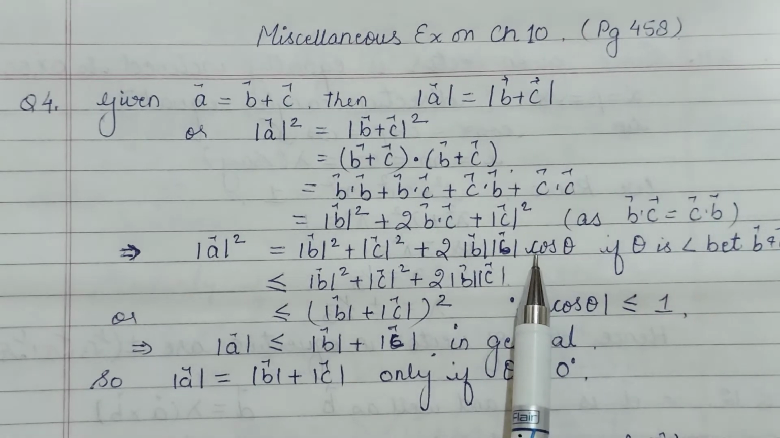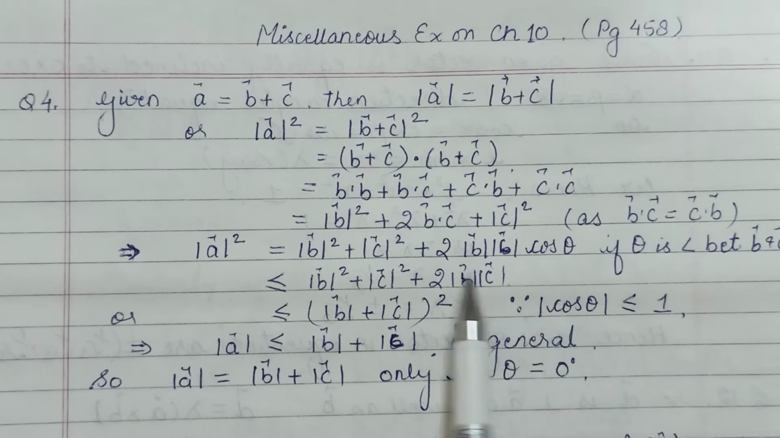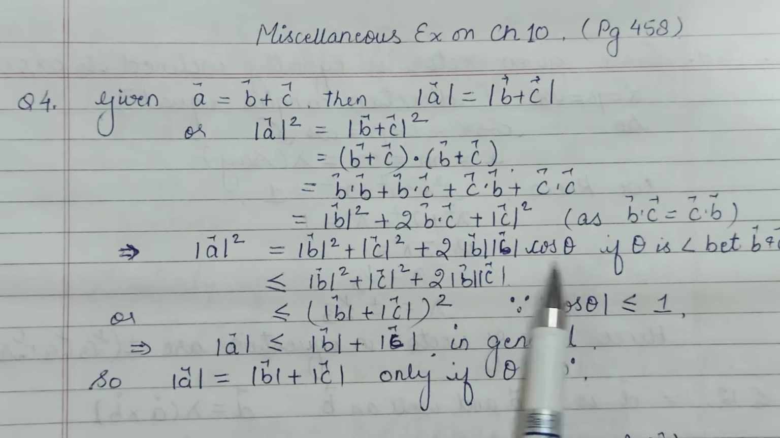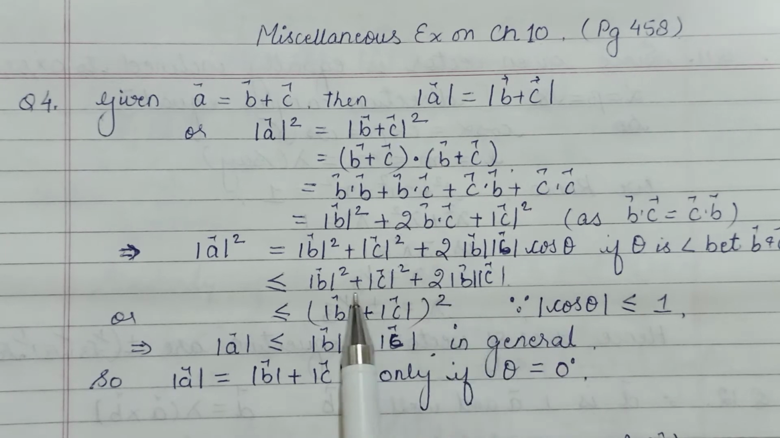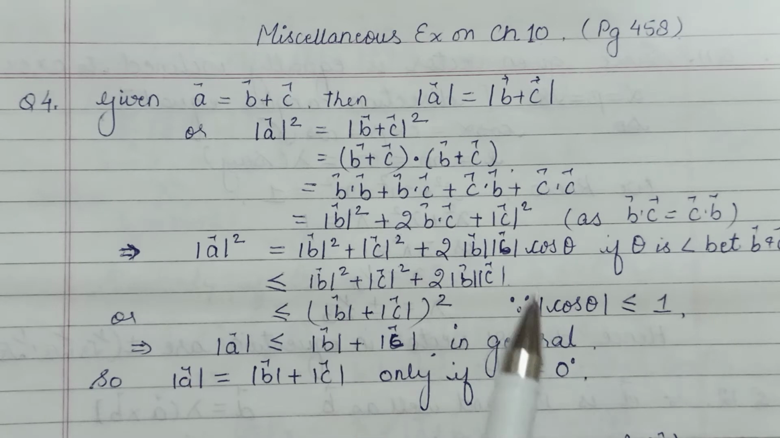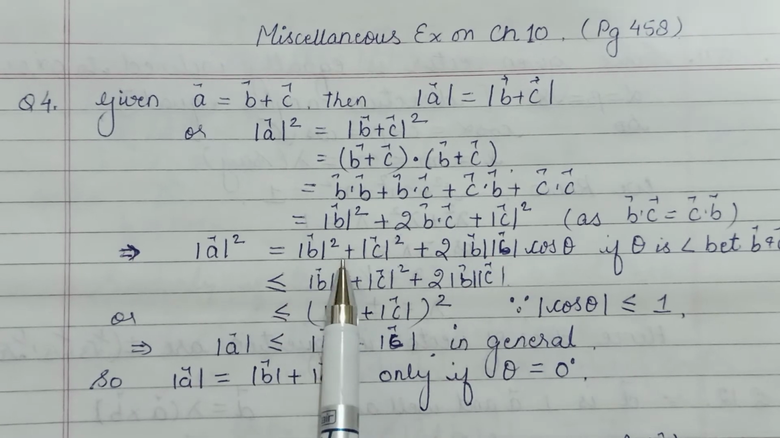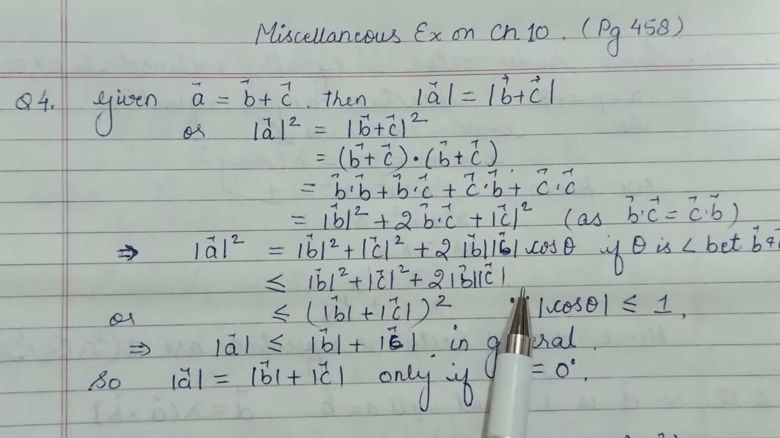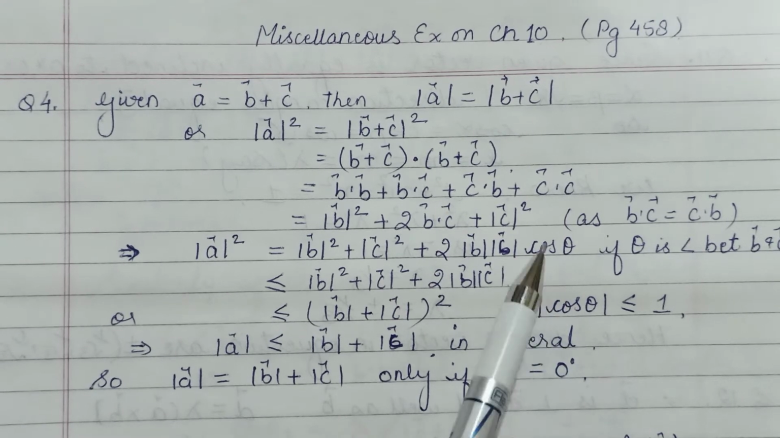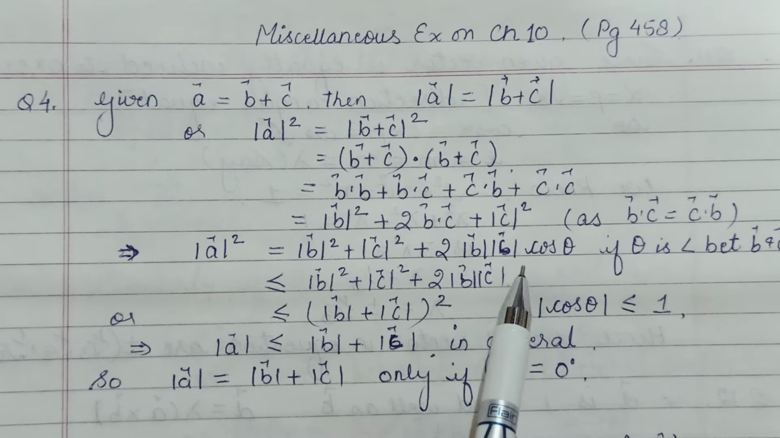Maximum value इसकी 1 है, तो 1 के अलावा कोई भी और वैल्यू, कोई भी और एंगल के लिए कुछ भी वैल्यू होगी, this whole expression will become smaller than what will be the value for maximum value, that is 1. So in the next step what we have done is we have replaced cos of theta with 1, we can say out here.